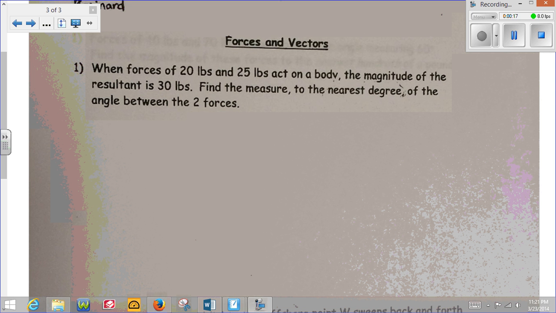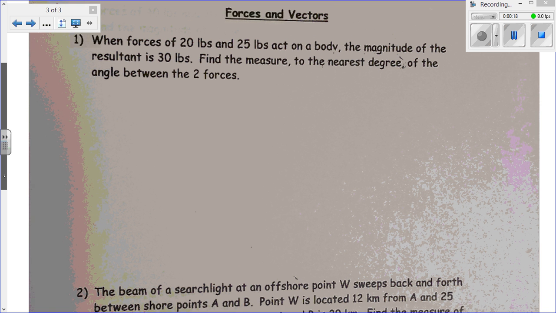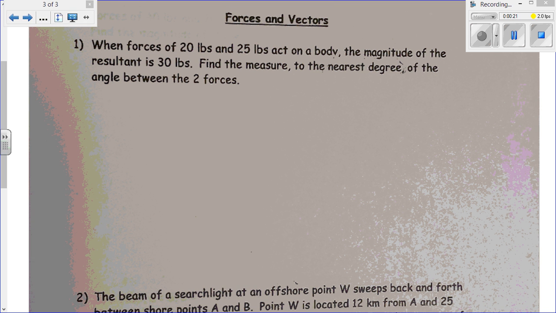Let me move this out of the way. When forces of 20 pounds and 25 pounds act on a body, the magnitude of the resultant is 30 pounds. Find the measure to the nearest degree of the angle between the two forces.